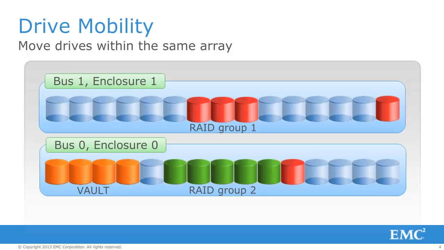MCR also introduces the drive mobility feature. Drive mobility, also known as portable drives, allows users to move VNX disks within the array. Drive mobility is very closely related to the permanent sparing feature.